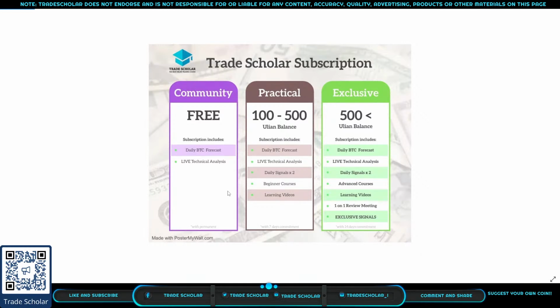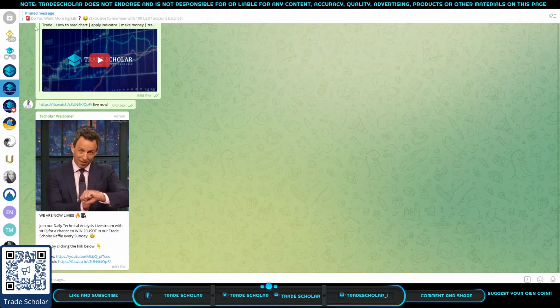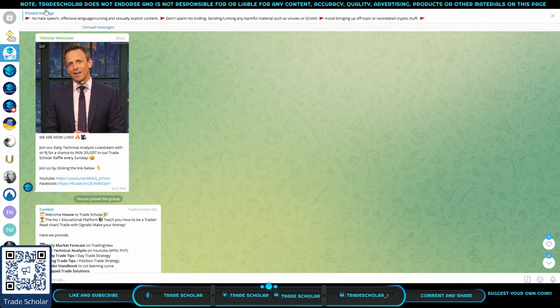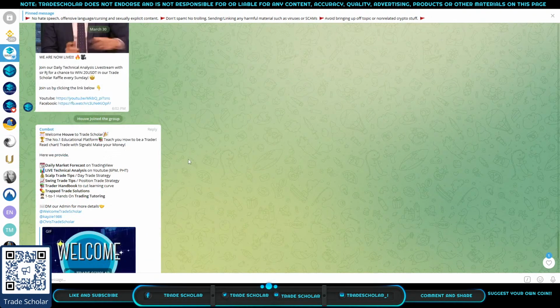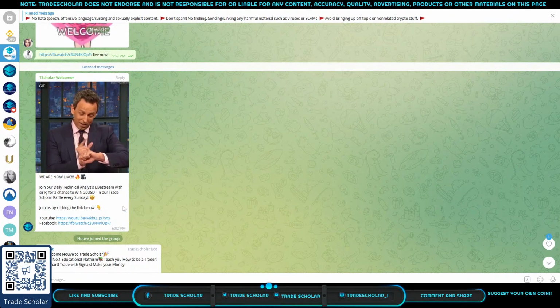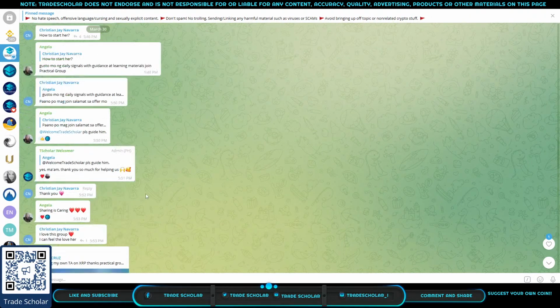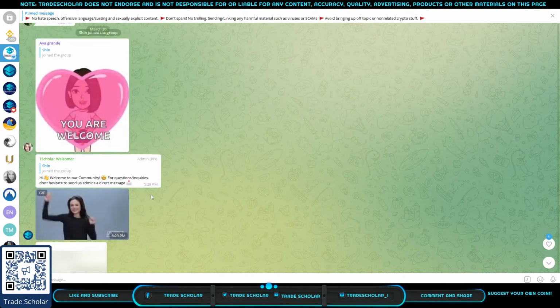Scan that QR code right now and join our Telegram community. You will be directed here with 1,538 members, and from here you will be redirected if you want to join our practical group where you can get specific signal. We make some forecast here.